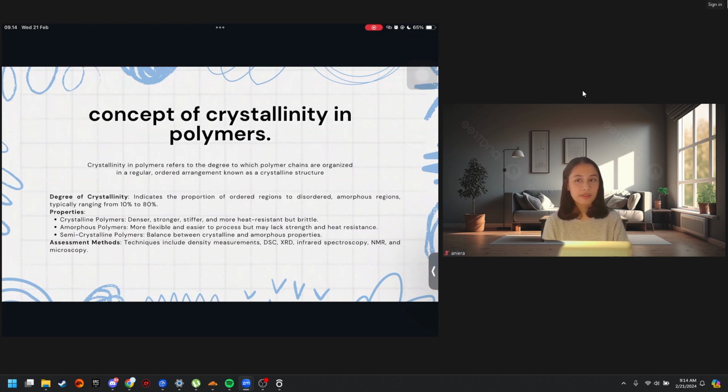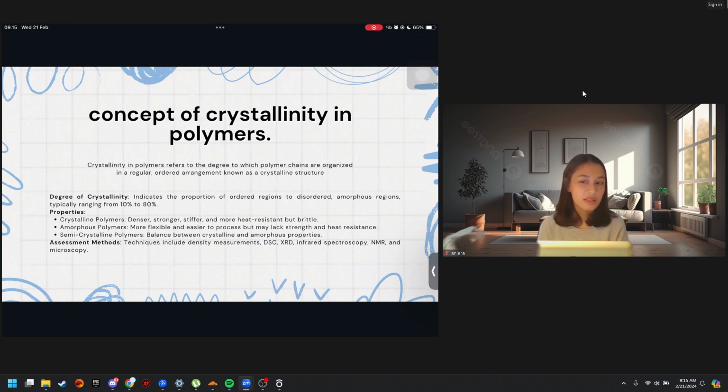Next one is the concept of crystallinity in polymers. Crystallinity in polymers refers to the degree to which polymer chains are organized in a regular ordered arrangement, known as crystalline structure. Degree of crystallinity indicates the proportion of ordered regions to disordered amorphous regions, typically ranging from 10% to 80%. For properties, crystalline polymers are denser, stronger, stiffer, and more heat-resistant but more brittle. Amorphous polymers are more flexible and easier to process but may lack strength and heat resistance, while semi-crystalline polymers balance between crystalline and amorphous properties.